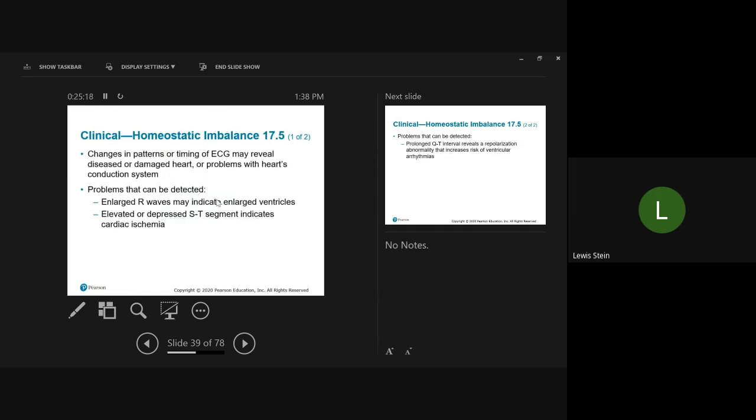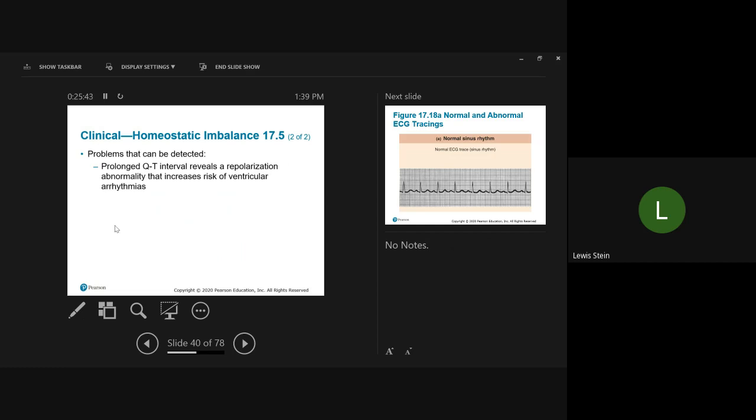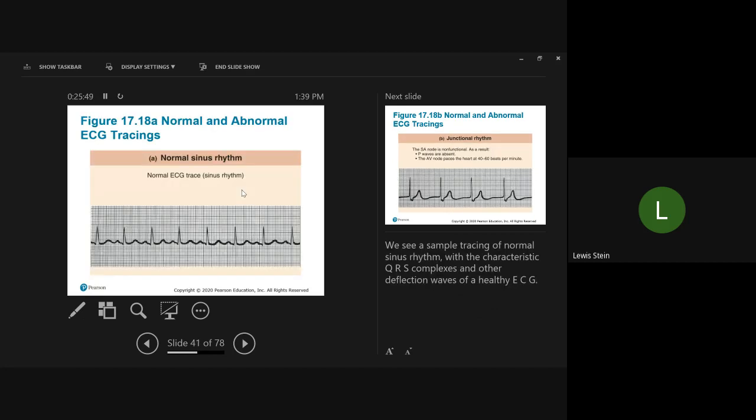So problems that can be detected. Enlarged R waves, that's what I was talking about, enlarged heart. So if that's overly dramatic, it shouldn't be, whatever the scale is, typically 1 millivolt unit. Or 1 volt unit, I'd have to look that up. Elevated or depressed ST segment typically points to damage in the heart or ischemia, very often an old heart attack. Repolarization, again, ventricular arrhythmias, et cetera. So there's all manner of these. These are just some tracings.